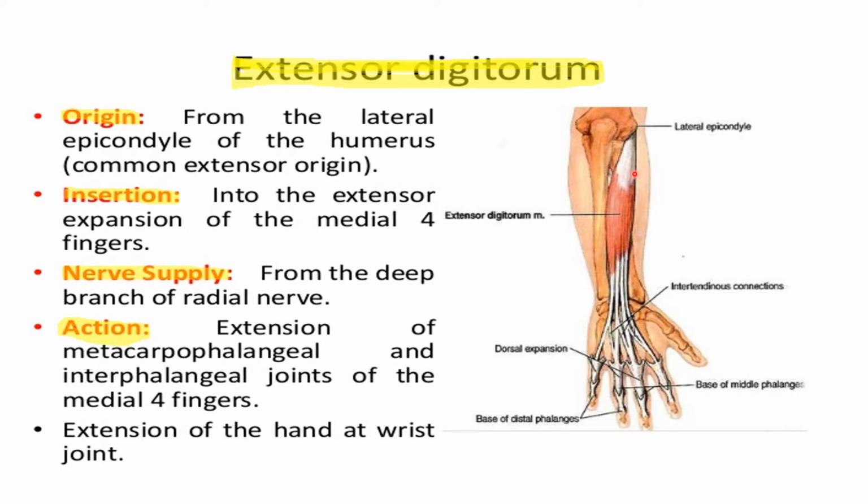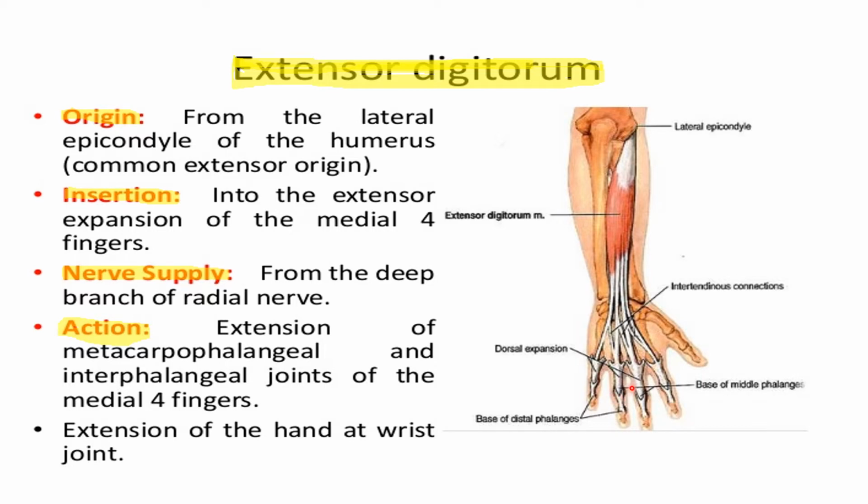So this is the extensor digitorum muscle, and it is the principal extensor of the medial four digits. These are the medial four digits, and this is the thumb. This is a bulky muscle and it occupies much space of the posterior surface of the forearm. It originates from the lateral epicondyle of the humerus, the common extensor origin, and it inserts into the extensor expansion of the medial four fingers.